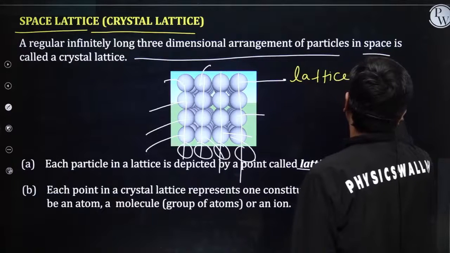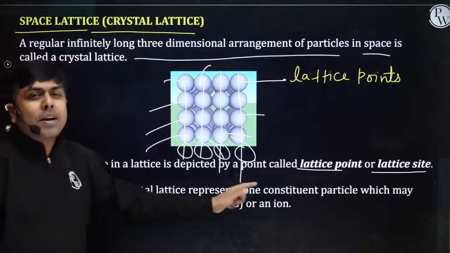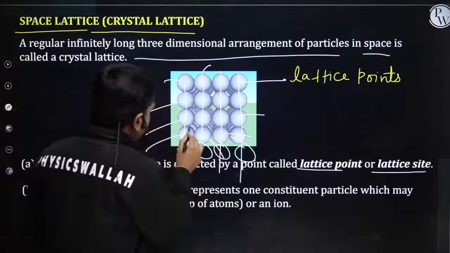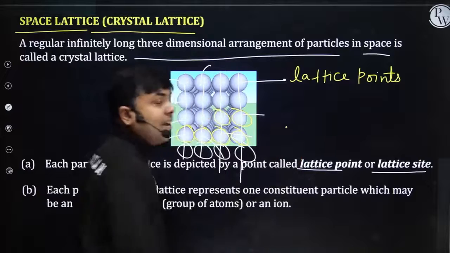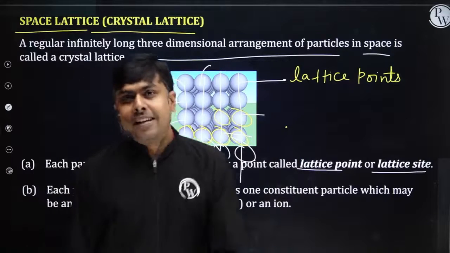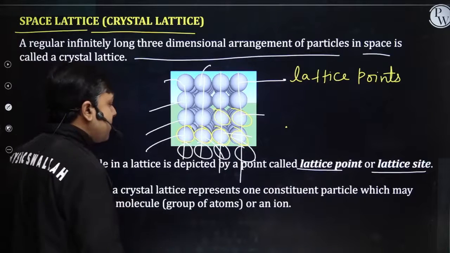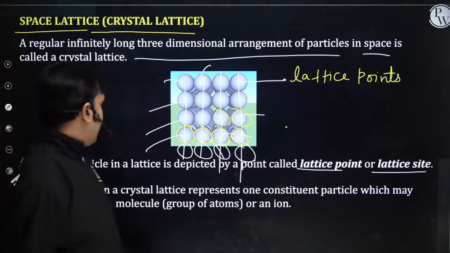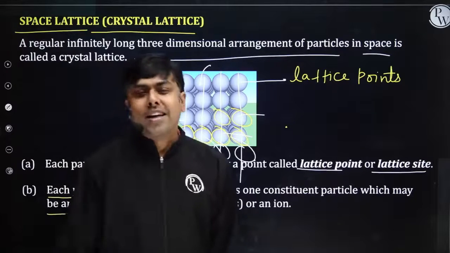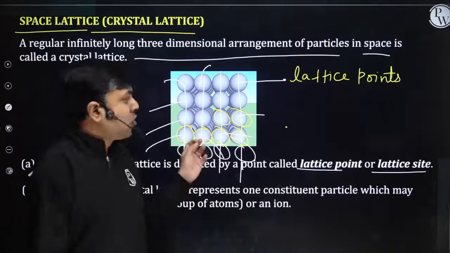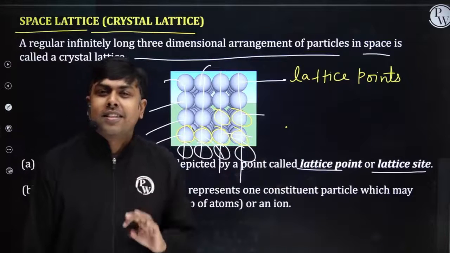Lattice points. Am I clear? Each particle in a lattice is depicted by a point. Each and every constituent particle will be represented by a point, and this point in the space lattice is referred to as a lattice point. Each point in a crystal lattice represents one constituent particle, which may be an atom, molecule, or ion.